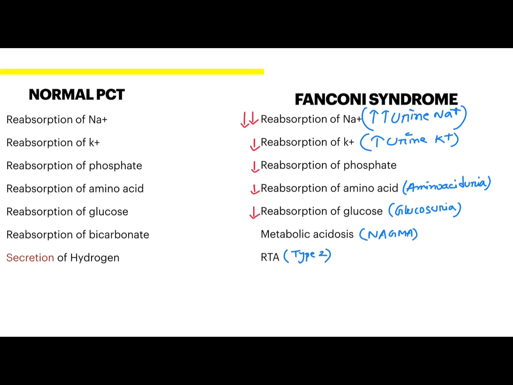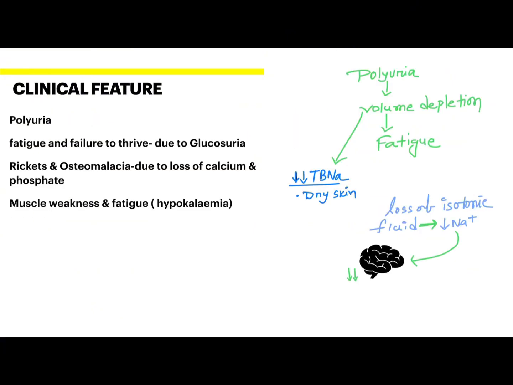And in normal PCT, the secretion of hydrogen occurs. And in Fanconi, this hydrogen cannot be excreted. So the accumulation of this acid or hydrogen will lead to renal tubular acidosis. So mainly type 2 renal tubular acidosis occurs in Fanconi syndrome. So what are the symptoms of Fanconi syndrome?